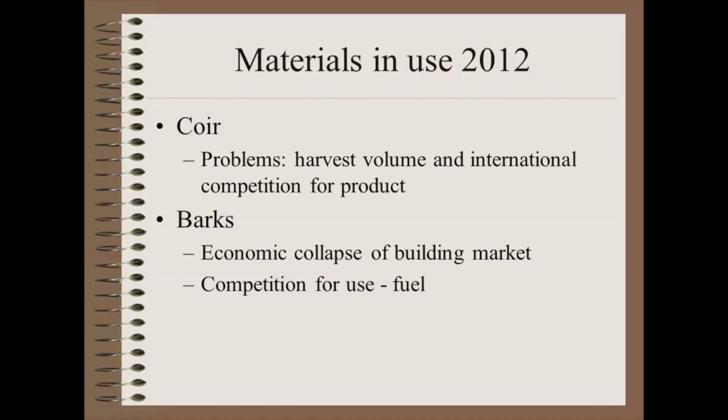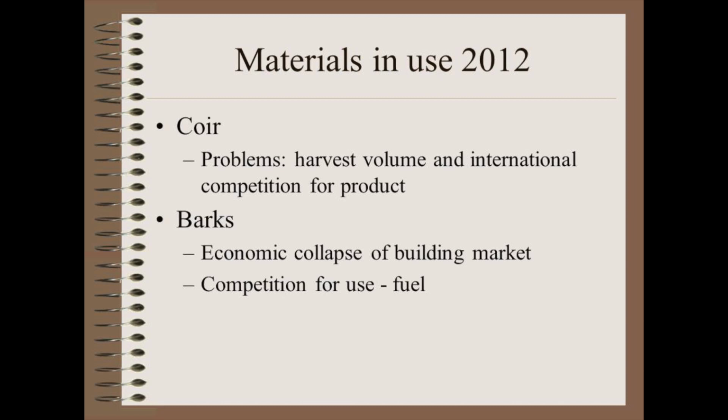But in 2012, Neil mentions again problems about harvest volume and international competition for product with coir. I've listened to Tom speak before, and he's mentioned the fact that it's more of an issue getting coir out of the country. It's the infrastructure in the likes of India and other developing countries. So the material is there. It's getting it from where it's harvested to ports to get it out of the country.